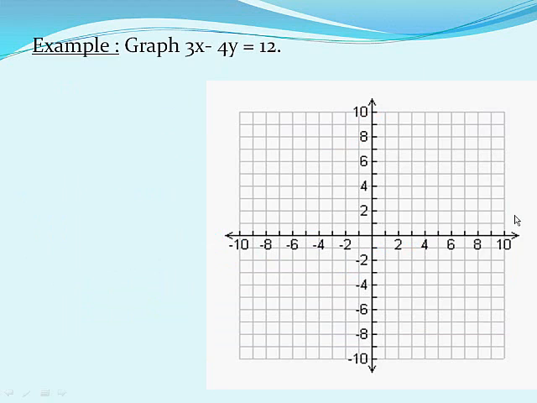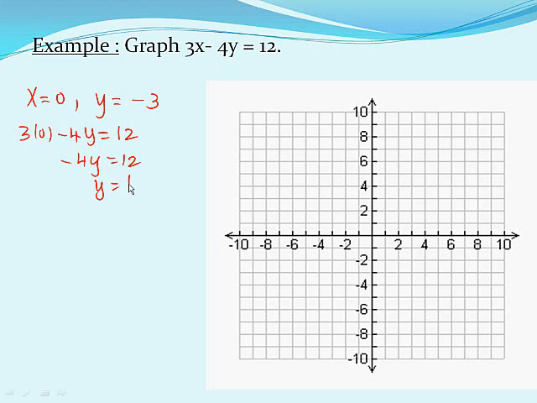Another example, graph 3x minus 4y equal to 12. So if I take x equals 0, I can calculate y value as -3. So which is like 3 times 0 minus 4 times y equal to 12. Solving for y, -4y equals 12. Y equals 12 divided by -4. That will be -3. That's how you get this point. So we need one more solution. So I can take x equal to 4, and that will calculate y to be 0.